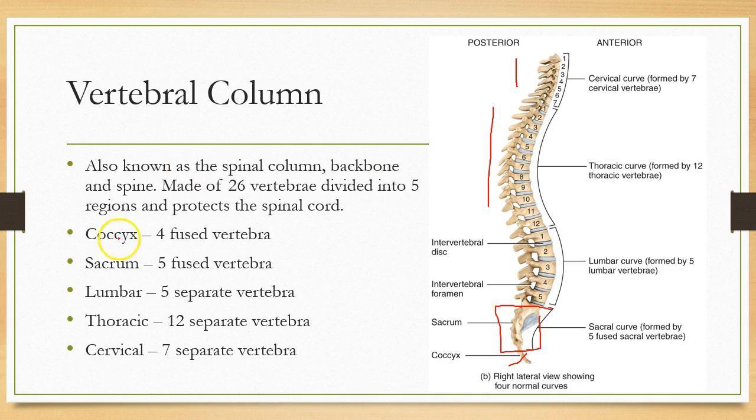As you can see here, the coccyx is going to be 4 fused. Sacrum is 5 fused vertebra. Lumbar are 5 separate. Thoracic are 12 separate. And cervical are 7 separate vertebrae.